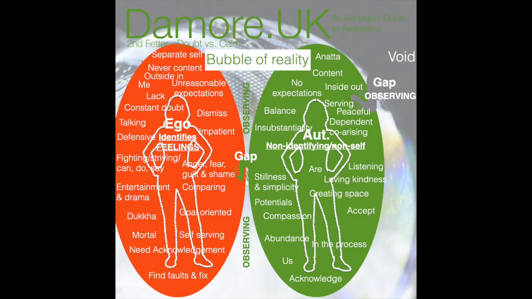In the first three Fetters, when we talk about the gap, that is where you have the ego on one side. That is all the contracting energy. That is fear, anger, guilt, and shame. It's blaming, shame, and complaining. All of that looks at itself as me and them out there, and it's all about gaining, and all about making your way in the world.